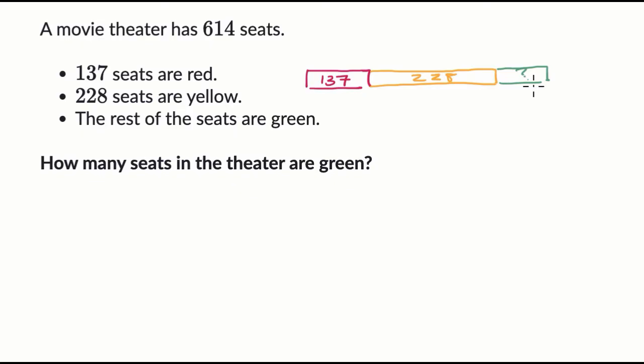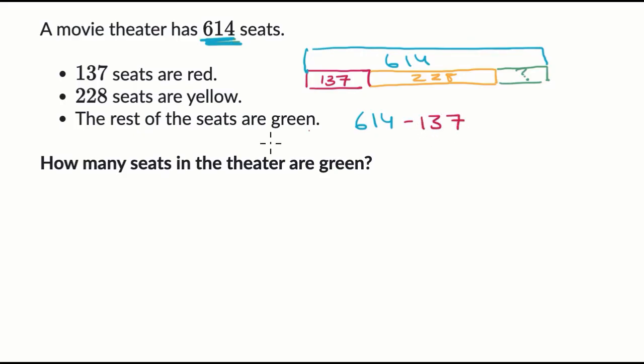And we know that the total number of seats is 614. They tell us that right over there. Let me do that in another color right over here. The total number of seats is 614. So what is going to be the number of green seats? Well, you could take the total, 614, and if you subtract 137 and you subtract 228, then you'll be left with this little green part. So we need to subtract 137 and subtract 228 to get to the number of green seats.